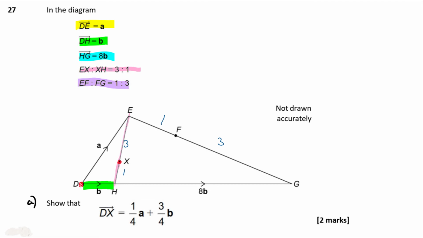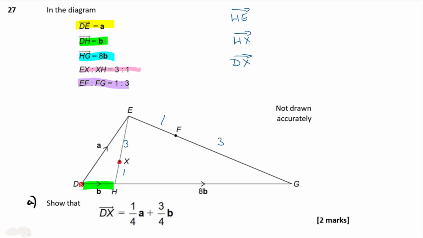And I can get from H to E via a different route. So I think what I'm going to do first is find H to E, as a vector. What is the vector H to E? Once I know H to E, then I can find H to X. And once I know H to X, I can find D to X. That's my plan. Okay, so I've got my plan. Let's execute the plan.